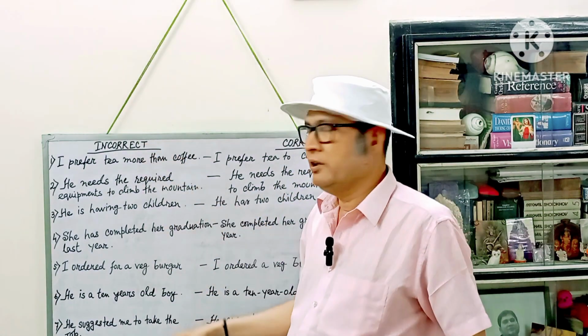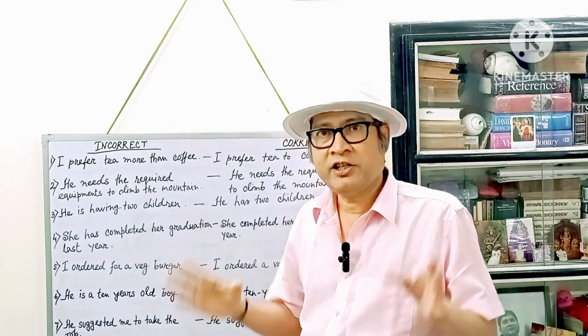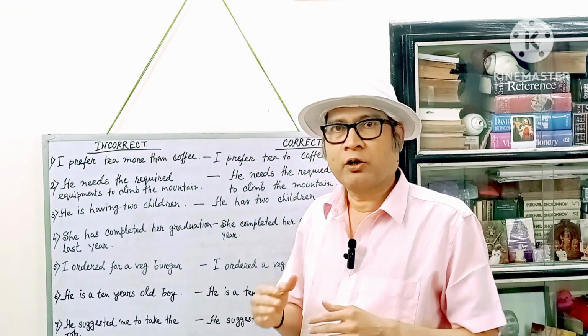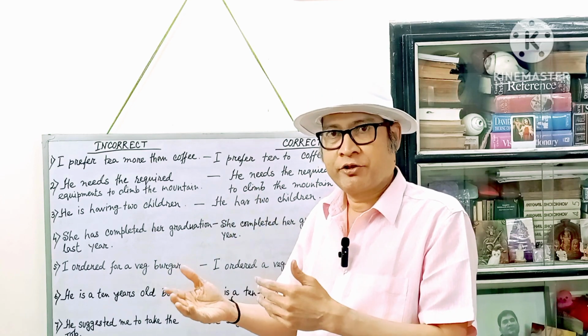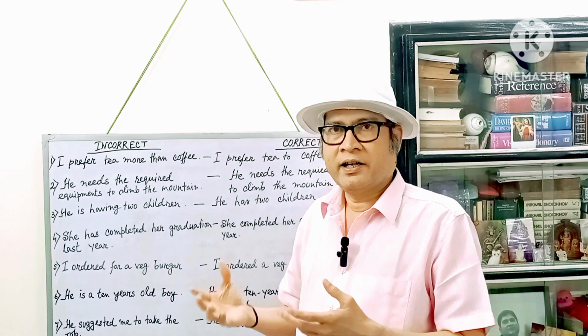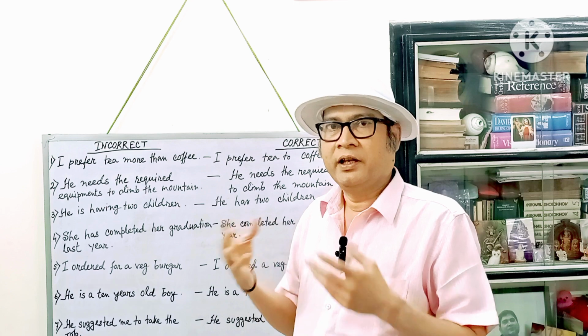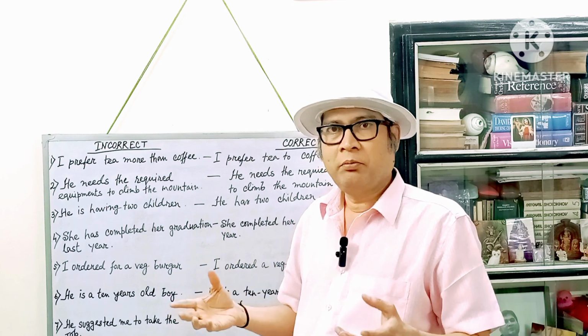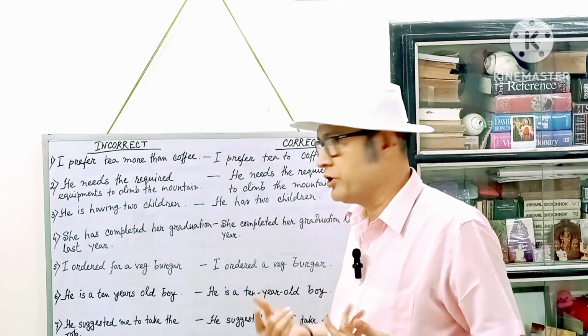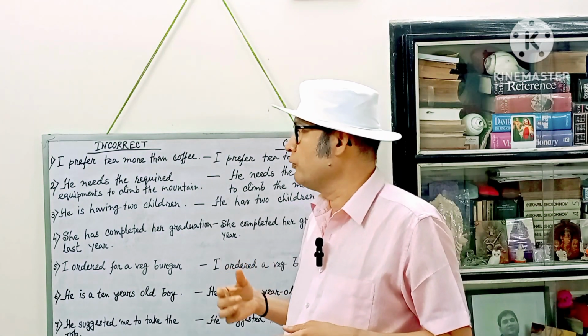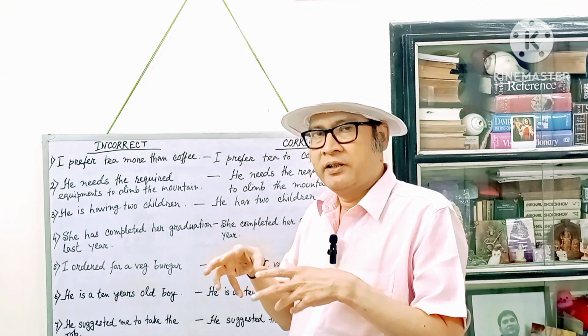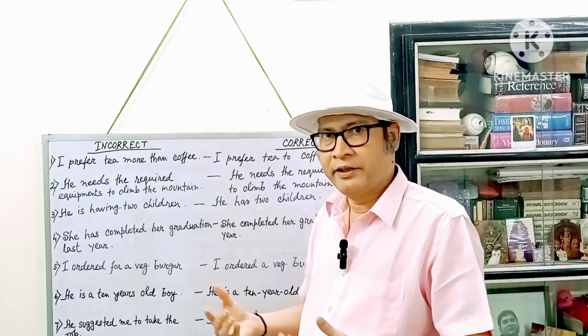So today we are going to learn incorrect English and correct English. That is, we are going to find errors. What sort of errors? The errors that are very common in the English spoken or written by Indian students. As we are Indians, we are going to focus on the mistakes that we generally are prone to make.